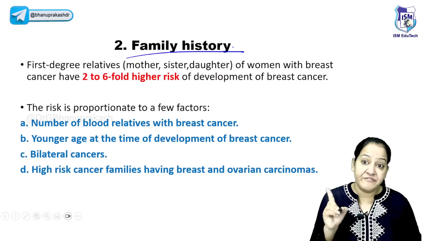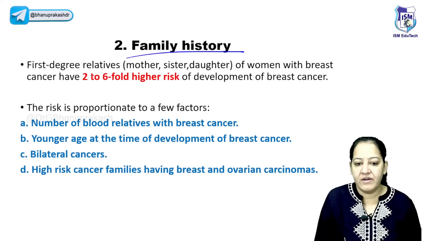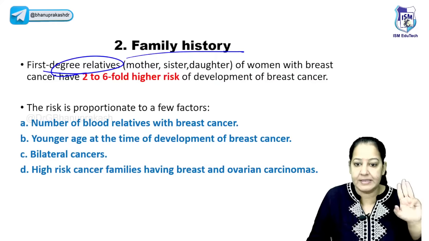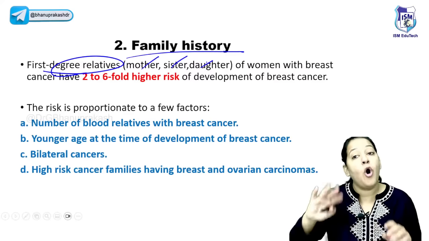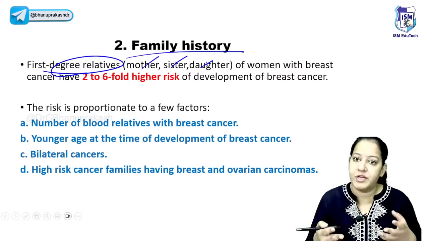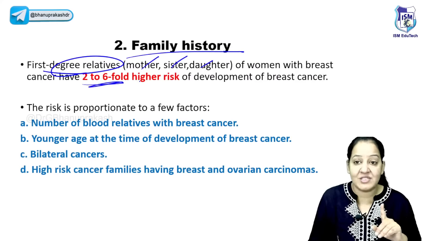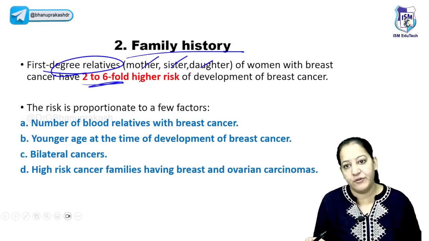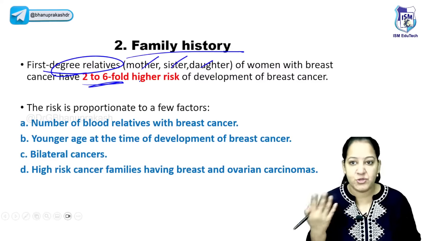If someone has a first degree relative with breast cancer, by first degree relative I mean three persons: the mother, the sister, the daughter. Any female whose mother, sister or daughter has breast cancer is automatically at 2 to 6 times higher risk of developing breast cancer in future as compared to other females who don't have breast cancer history in the family.